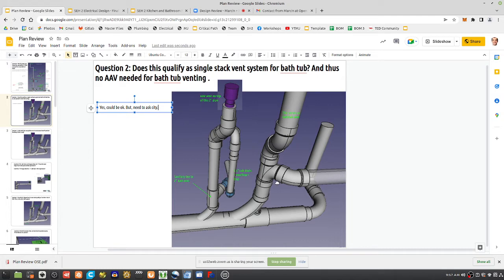I know several people in Kansas City, and I can have some discussions with them. But your licensed electrician and plumber may have a better relationship with the inspectors, and may be able to get this approved. I see. So both the question of the wet vent and the air admittance valve.